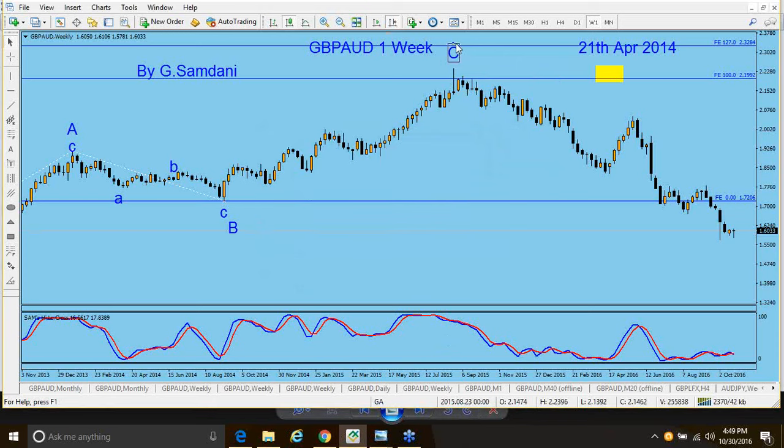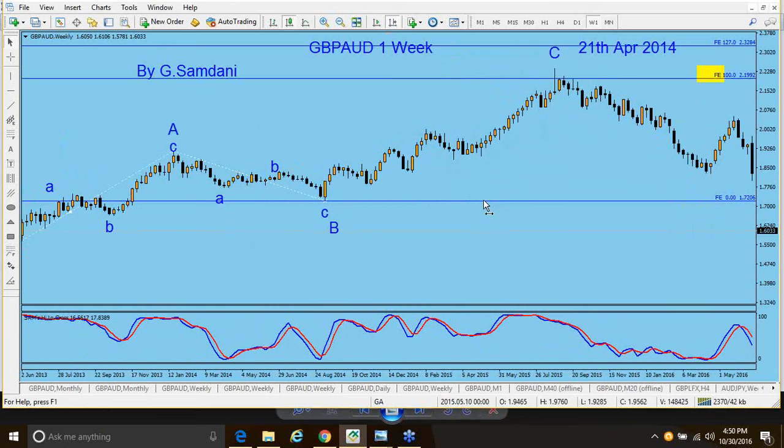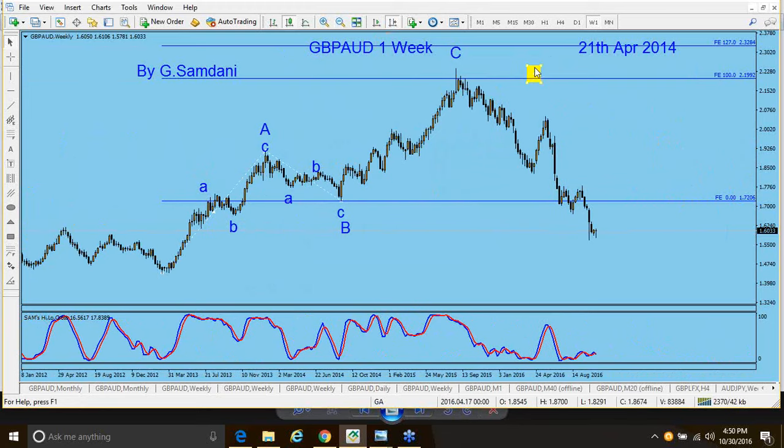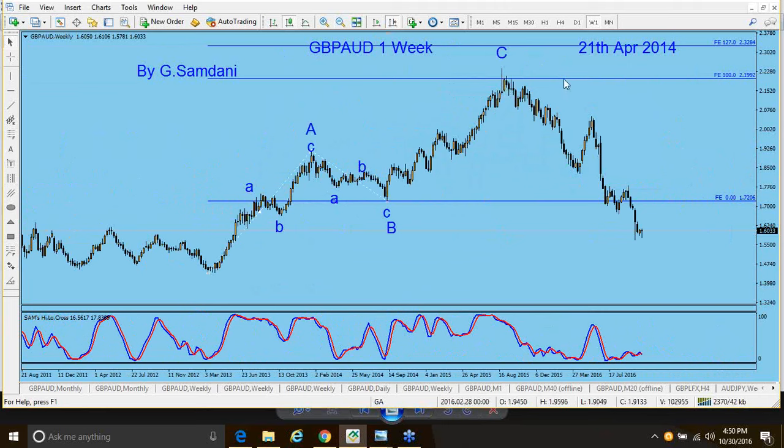So that's A, B, C correction, some sort of. If you go on a monthly, you will see the background, what it is, what not. So again, we are doing measurements here using the FIB tool. I'm not trying to do the Elliott wave, otherwise it will be a completely different webinar. So after that, if this is a correction, that's fine.